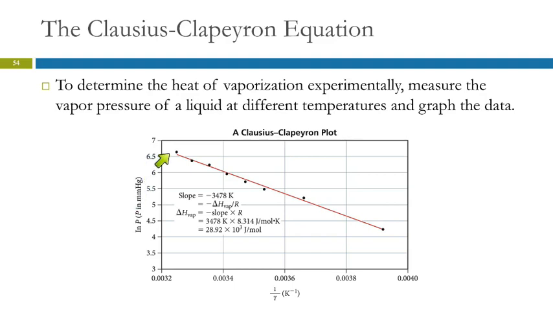Here, we've measured the vapor pressure at several different temperatures. We graph natural log of P versus 1 over T. And then we can use something like Excel to give us the slope of the line. So here the slope is negative 3478. And if you do the units, that ends up being Kelvin. Well, that is equal to negative delta H over R. So we can rearrange that and say that delta H is equal to negative slope times R. So there's the slope with the sign changed, multiplied by the gas constant with units of joules per mole Kelvin. And we can say the heat of vaporization for this is 28.92 times 10 to the third joules per mole.